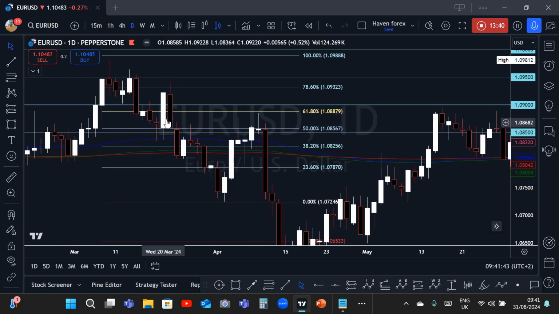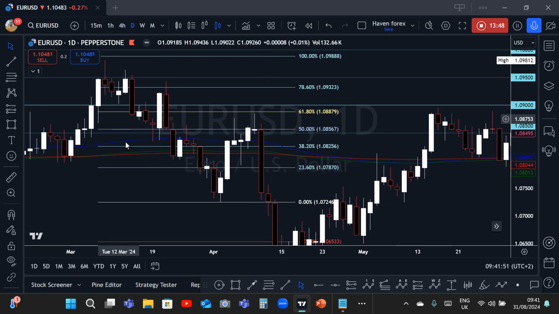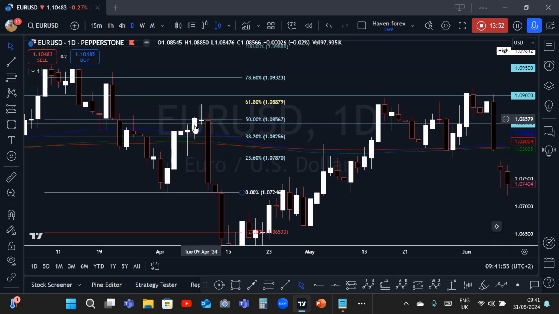All right. But this particular one might be important because there was a very nice pullback. All right. To retest this structure here. So at this point, look at it. It went back. Where did it find the resistance?